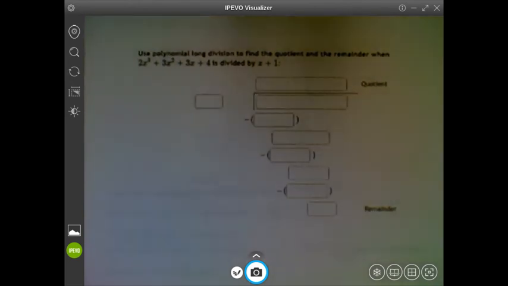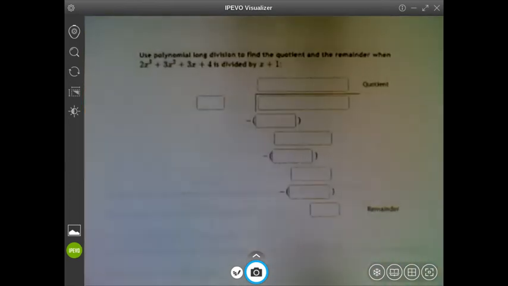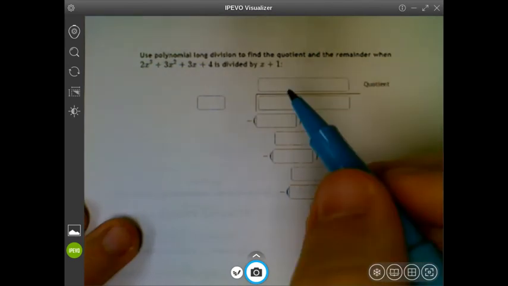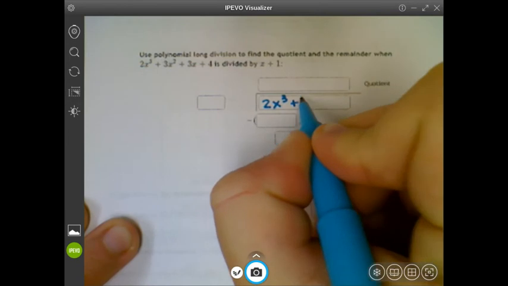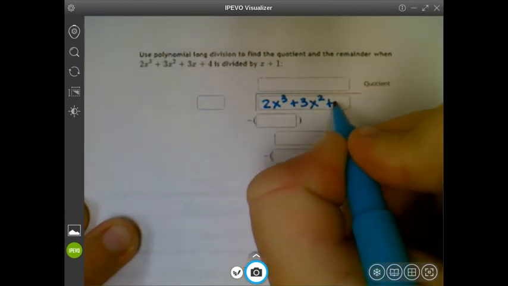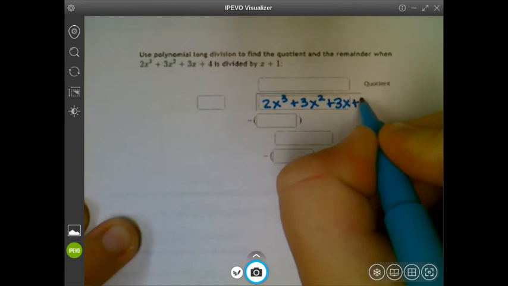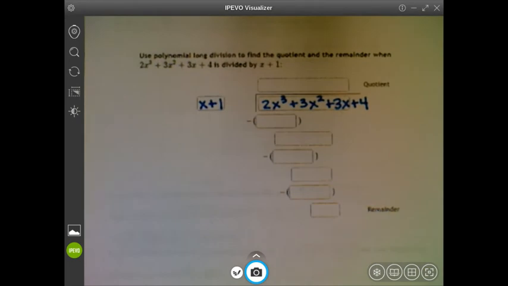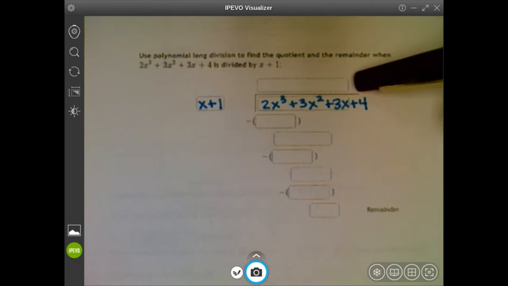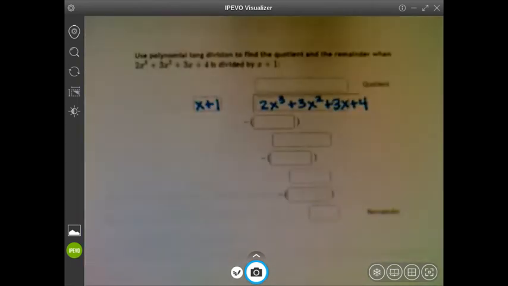All right, and you're going to see this set up in MyOpenMath, and what it's looking for is some very specific things. The first thing you're going to do is take 2x cubed plus 3x squared plus 3x plus 4, and divide it by x plus 1. So that's your first setup there. It doesn't go in the quotient line. That's where your answer goes. And then this will be the work that we'll do to get our final answer.